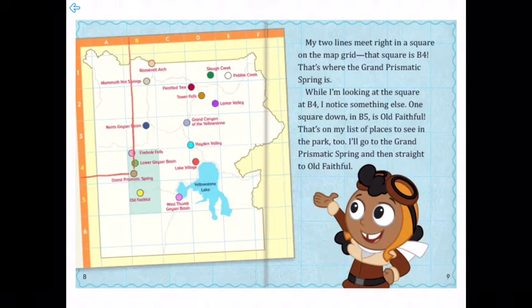My 2 lines meet right in a square on the map grid. That square is B4. That's where the Grand Prismatic Spring is. And while I'm looking at the square at B4, I notice something else. 1 square down in B5 is Old Faithful. That's on my list of places to see in the park, too. I'll go to the Grand Prismatic Spring and then straight to Old Faithful.